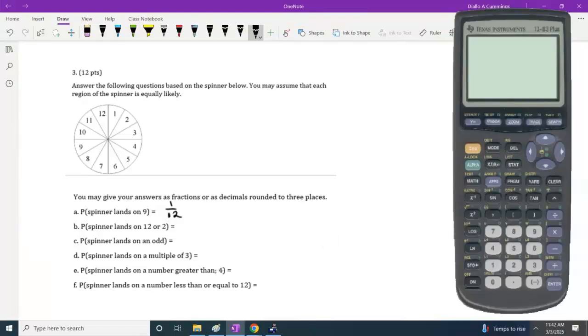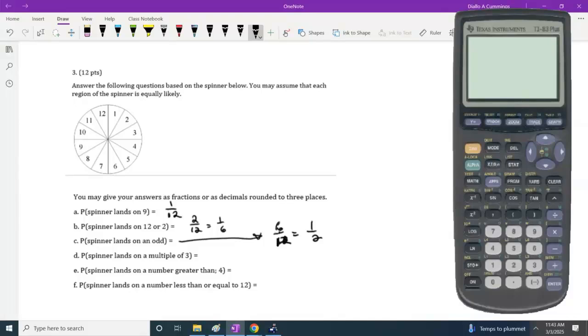B says the spinner lands on a 2 or a 12. 2 out of 12, which reduces to 1/6. The probability of an odd number. That's 6 out of 12, which is a half. That's supposed to be a 12.